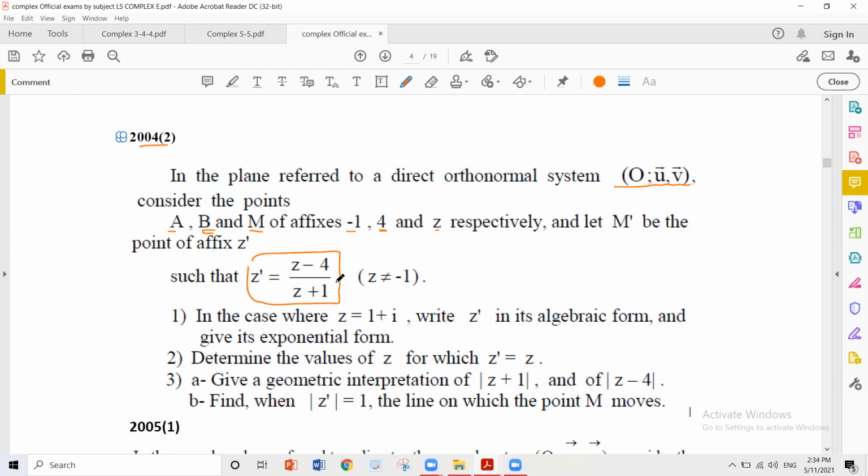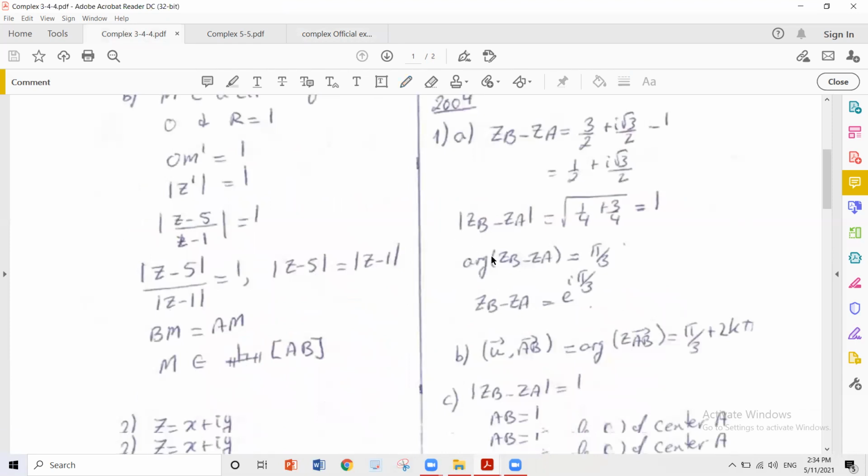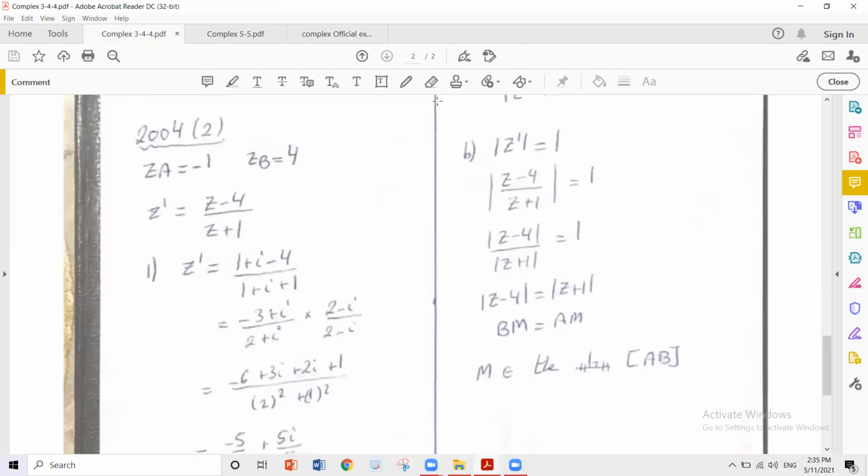And what we are going to do here, in z prime, we replace z by 1 plus I. So z prime equals 1 plus I minus 4 over 1 plus I plus 1, which is minus 3 plus I over 2 plus I. You can use the calculator and find the algebraic form directly, or I multiply by the conjugate, 2 minus I over 2 minus I.